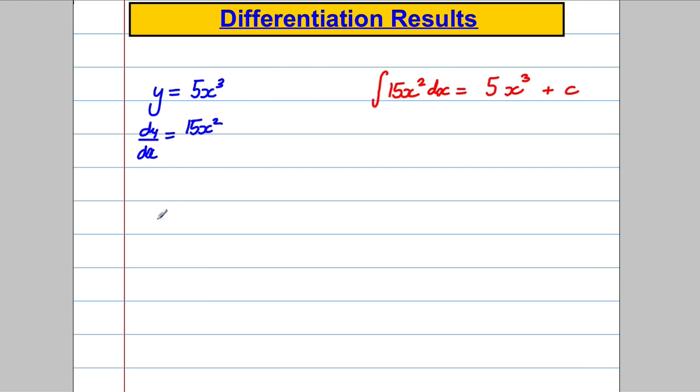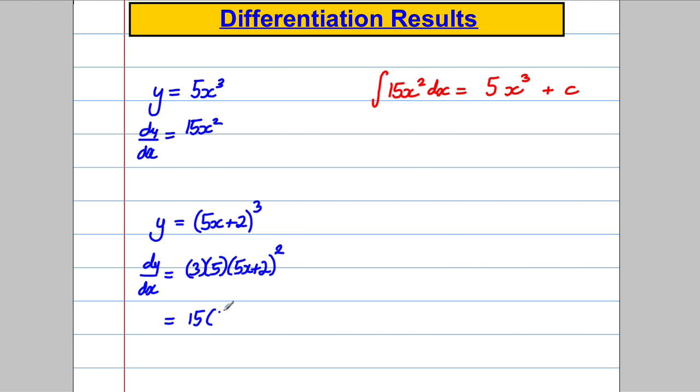Suppose I had y is equal to (5x plus 2) cubed. What's dy by dx? Well, I would multiply by the 3, I would multiply by the differential of the bracket, 5, I would keep the bracket as it is, and I would reduce it by a power of 1. So this would give me the answer 15(5x add 2) squared. So that would be my dy by dx.